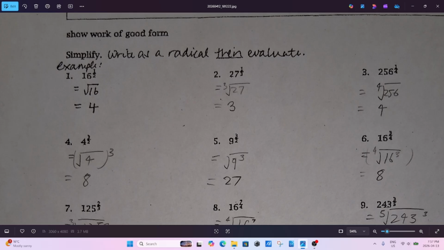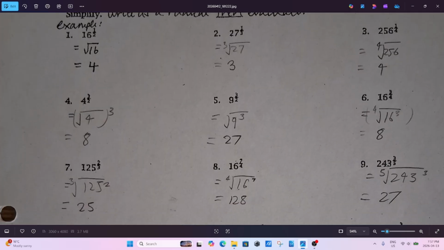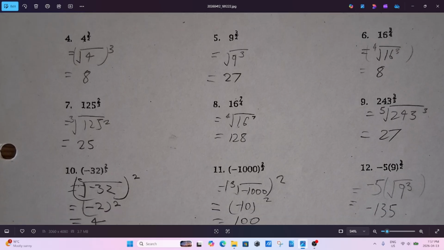256 to the 1/4 is just the fourth root of 256. So one number times itself 4 times is 256. Answer is 4. So it's 4 times 4 times 4 times 4 is 256. Question 4. 4 to the 3 over 2 is equal to square root of 4 to the exponent 3, which is equal to 8. Question 5. 9 to the 3 over 2 is equal to square root of 9 to the 3, which is equal to 27.